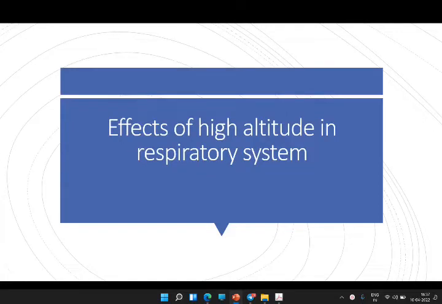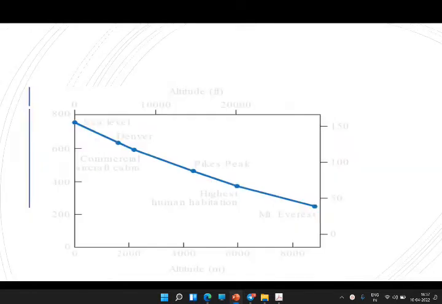In today's class, we will be discussing the effects of high altitude on the respiratory system. We all know that as the altitude increases, there will be a fall in the atmospheric pressure. In this diagram, the left-hand y-axis depicts the barometric pressure, that is 800, 600, 400, 200, and the right-hand y-axis shows the inspired oxygen concentration. The altitude is shown in meters as well as in feet.